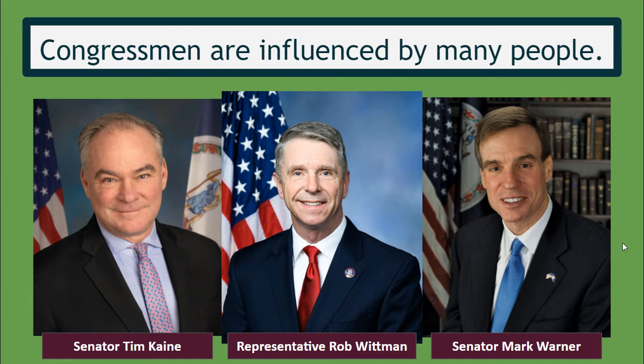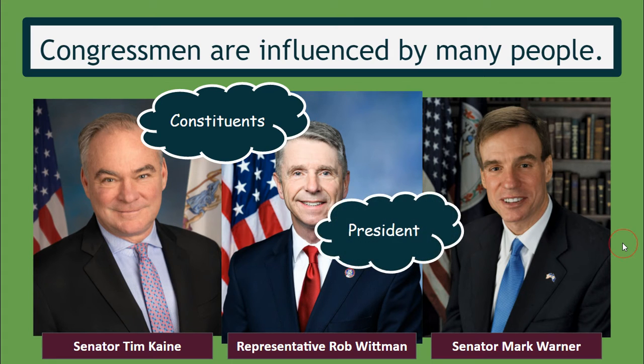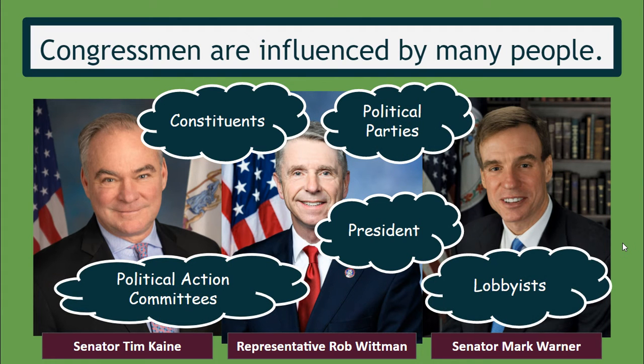Congressmen are influenced by a lot of different groups and people. So here we have the 3 people that represent you in Congress, the 2 senators, Senator Tim Kaine and Senator Mark Warner, and then your 1 representative, Rob Whitman. They are influenced by constituents, which includes you because they represent you in Congress. But they're not only influenced by their constituents. They're also influenced by the president, political parties, political action committees, and lobbyists. All 5 of these groups are constantly influencing lawmakers and helping them determine how they vote on bills.